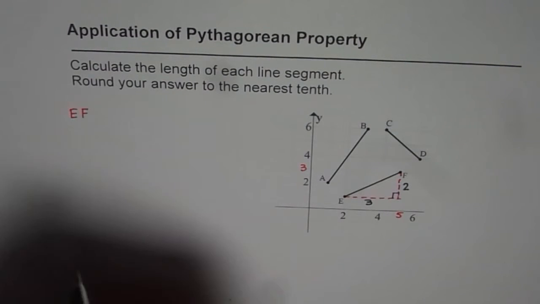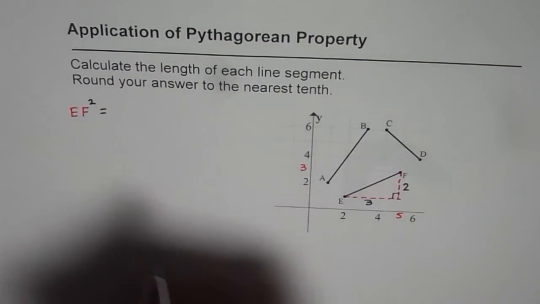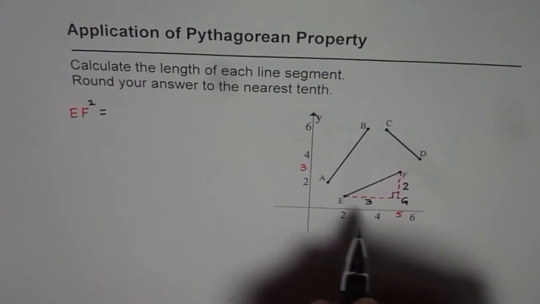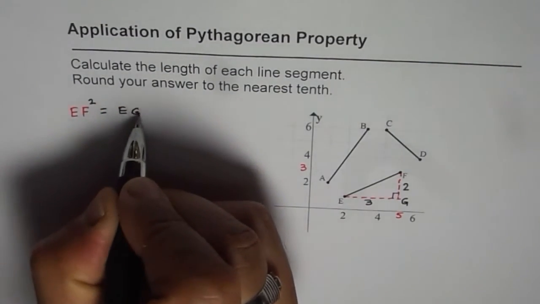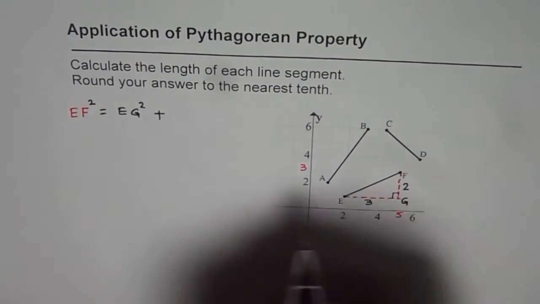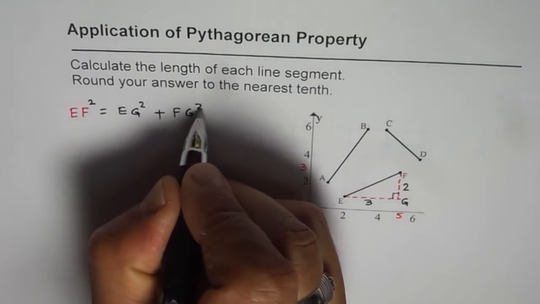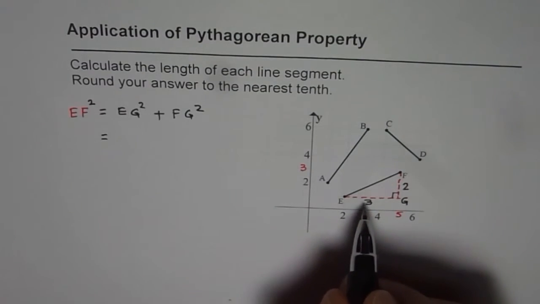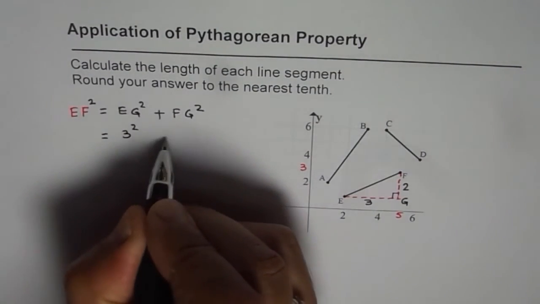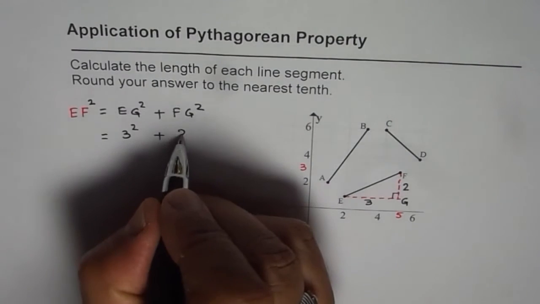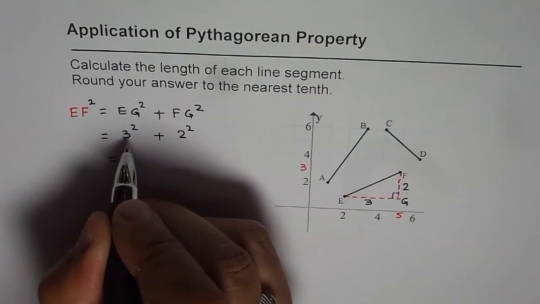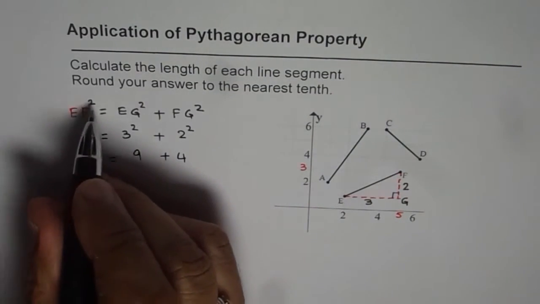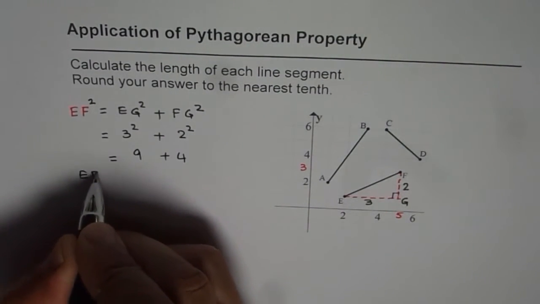We know Pythagorean property is that EF square is equal to base square. Let me say that this point is G, right? So basically it is EG square plus FG square, right? And we know EG from this figure is 3 units. So it is 3 square plus FG is 2 units, 2 square, right? That gives us 3 square is 9 and 2 square is 4. That is EF square.